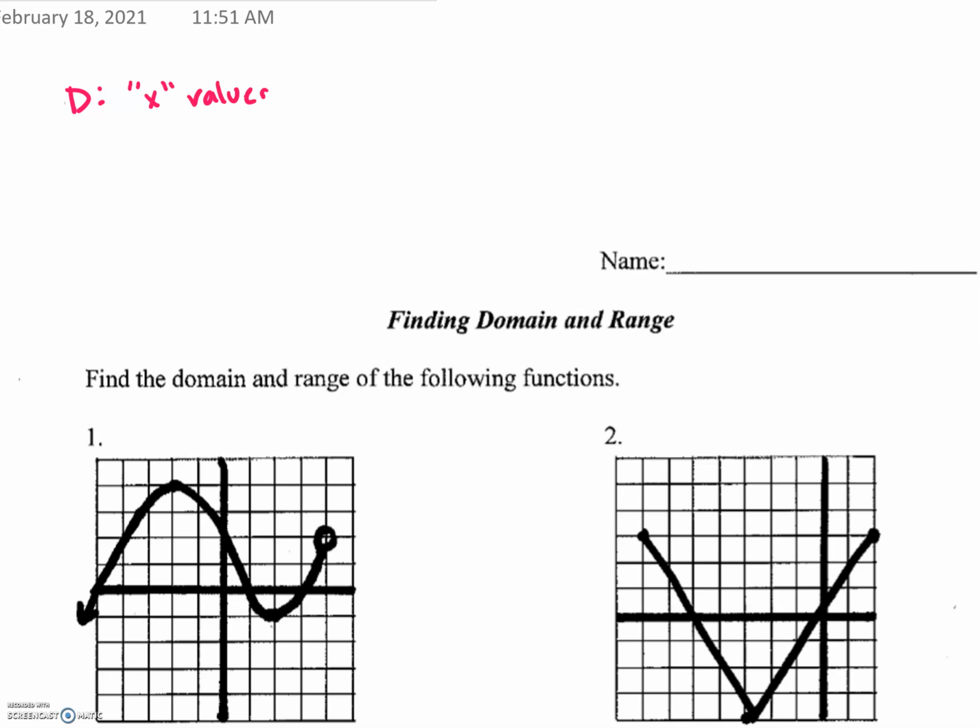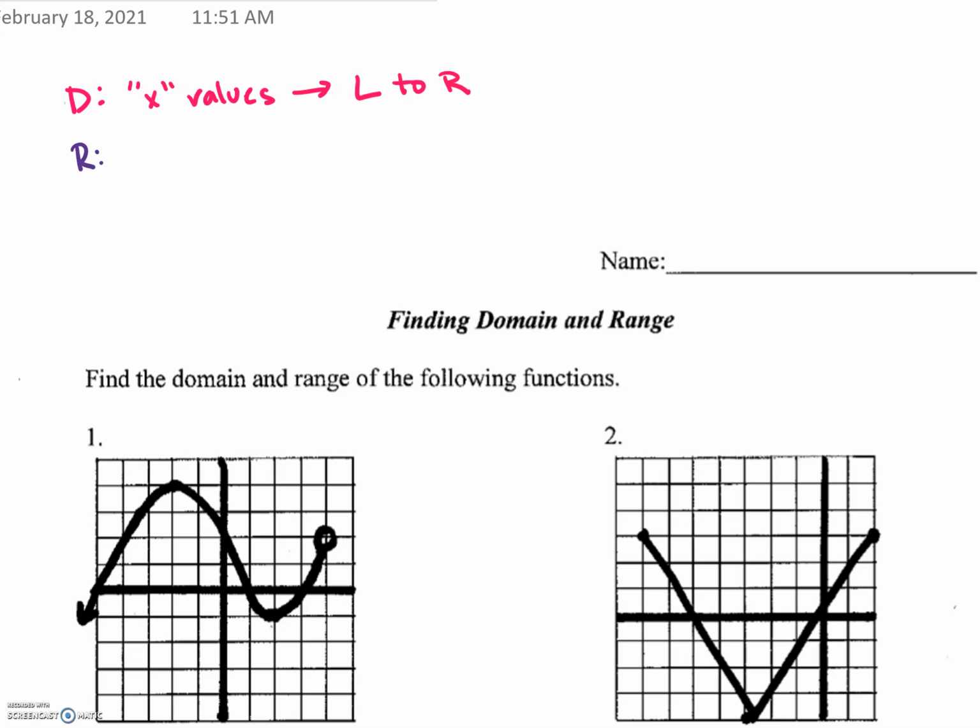So if we're talking about my x values, you're always going to work left to right. Again, left to right is the way we read, and it also goes smallest to largest, which is how we're going to want to write our answers.